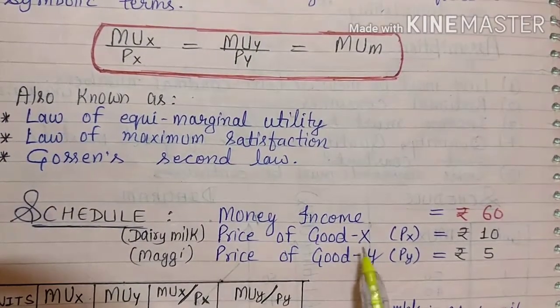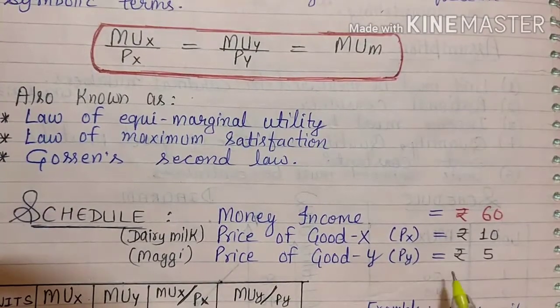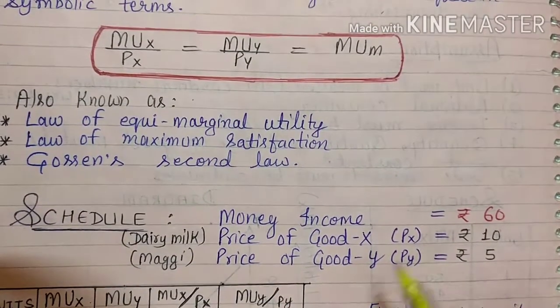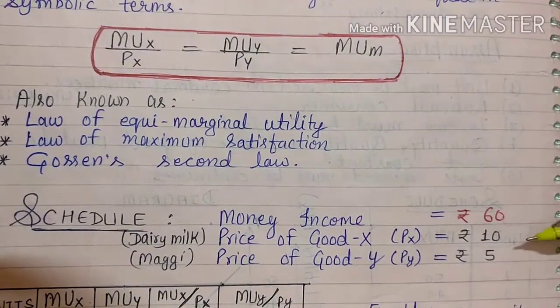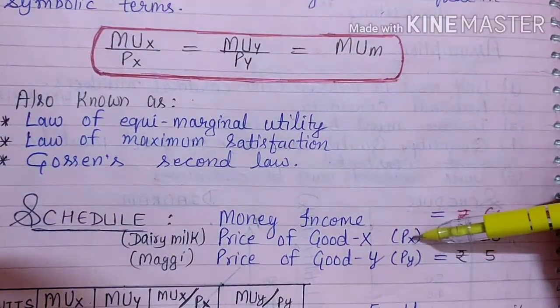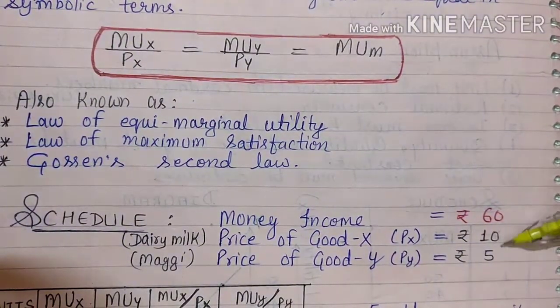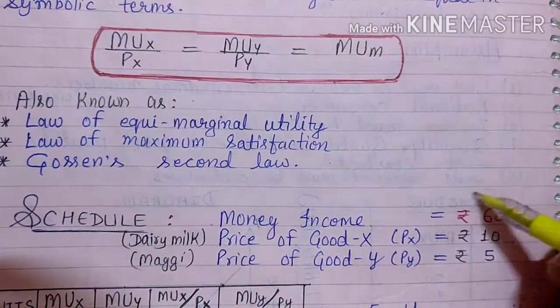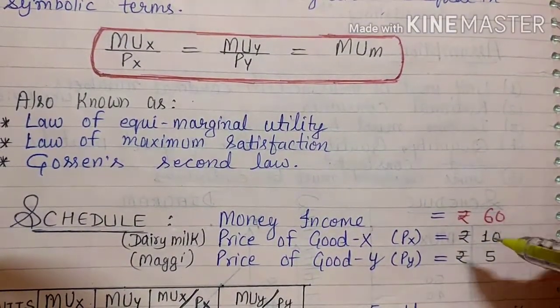So the price of good X, Dairy Milk, is rupees 10, and the price of Maggi is rupees 5. We are assuming it. PX means Dairy Milk, PY means Maggi. The price of one chocolate is rupees 10, and the price of one packet of Maggi is rupees 5. And we have rupees 60 total in our pocket. Within this money we have to get our maximum satisfaction.